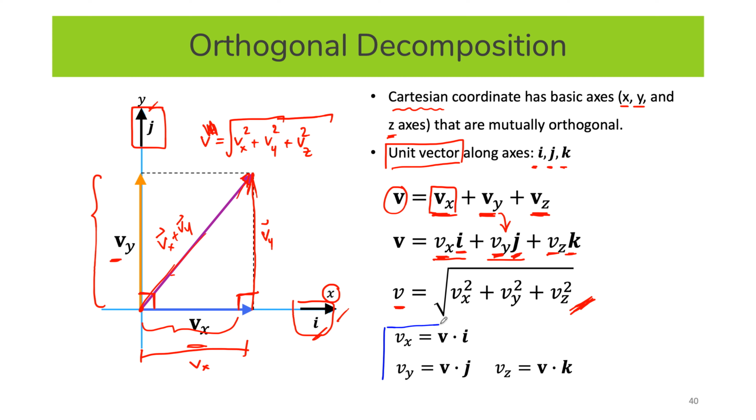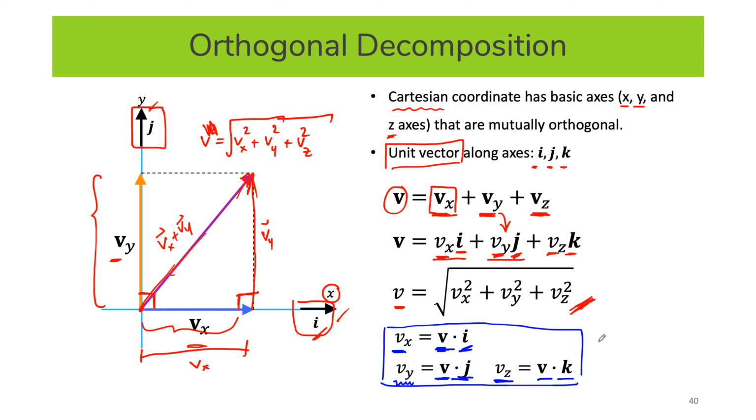These three equations are quite useful. In the case that you know the vector v and you want to find the magnitude in the x direction, what you have to do is take a dot product of that vector v with the unit vector i. Similarly, if you want to know the magnitude in the y direction, you take that vector and make a dot product with the unit vector j. And so is the magnitude in the z direction. It's going to be equal to the dot product of vector v and the unit vector k.